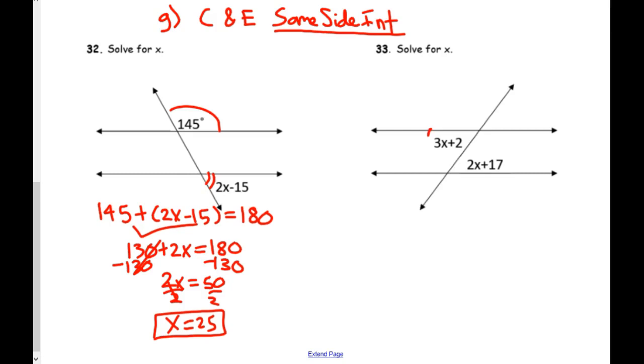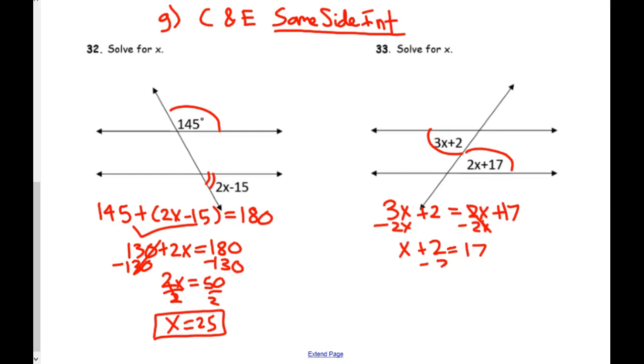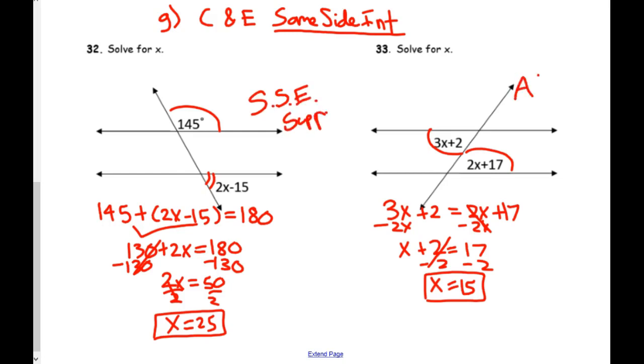Now over here, these are alternate interior. These are congruent. So in this case, we are going to set these equal to each other. Minus 2x, minus 2x. x plus 2 equals 17. Minus 2 to get rid of the loner. x equals 15. So again, same side exterior are supplementary. Alternate interior are congruent.